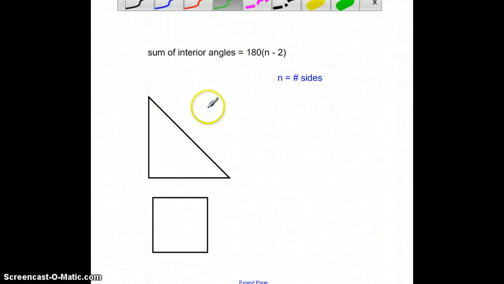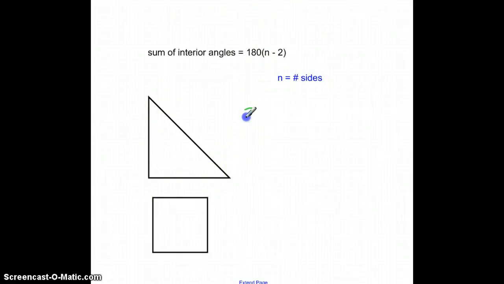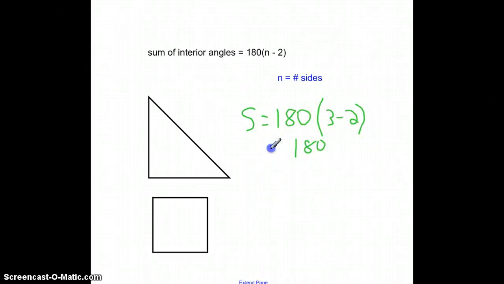We all know that the sum of the angles in a triangle is, that's right, 180 degrees if we add all three of these angles up. But look at the formula, how it works here. So S, the sum, equals 180 times n minus 2. Again, n is the number of sides. Here we obviously have three sides. 3 minus 2. 3 minus 2 is 1. 1 times 180. That's going to give us 180. Right, so the sum of these three angles is going to be 180.